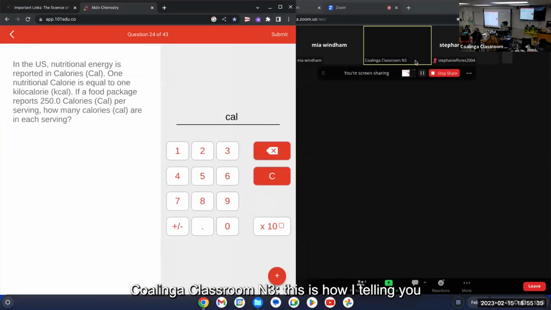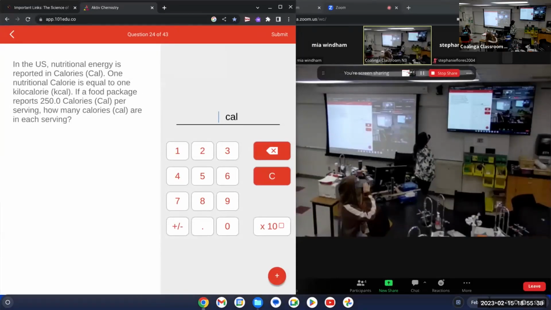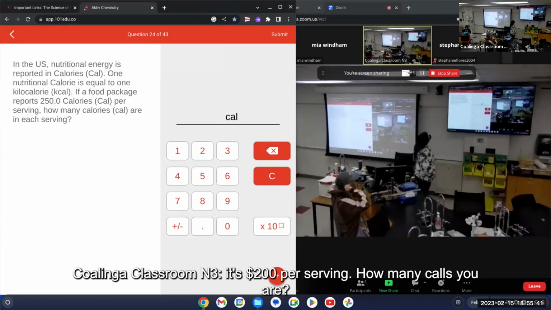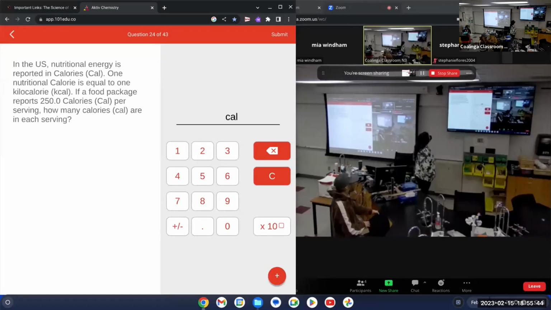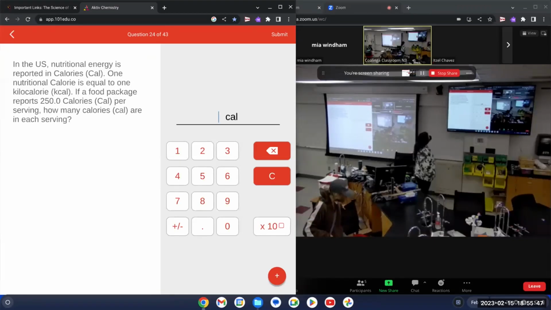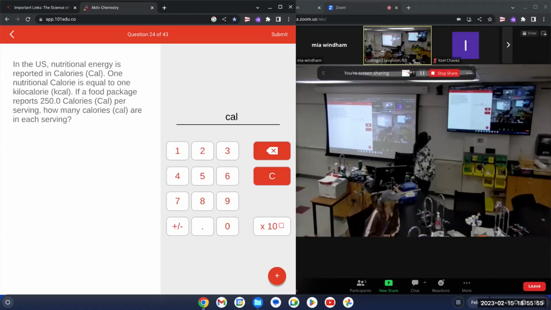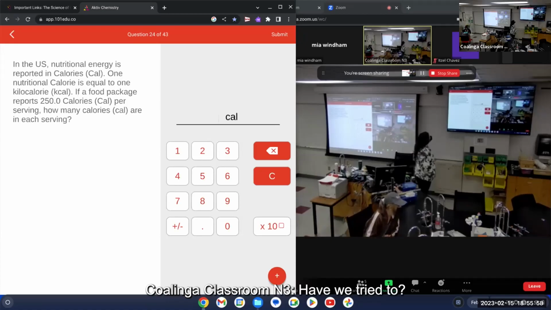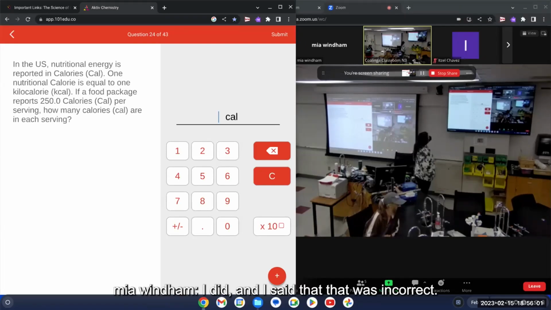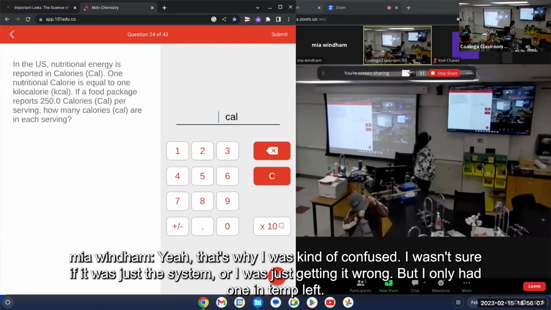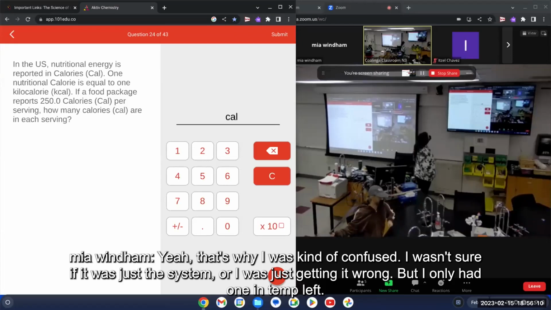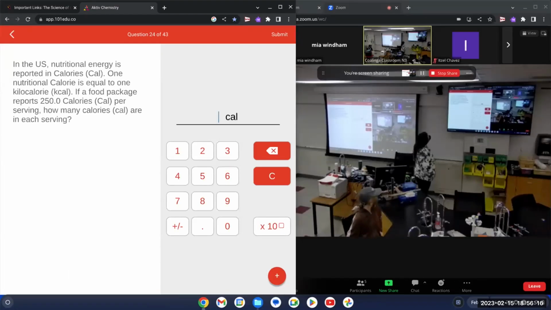It's not like telling you, it's 200 calories per serving. How many calories are in each serving? Have you tried 250? I did, and it said that was incorrect. Yeah, that's why I was kind of confused. I wasn't sure if it was just the system or I was just getting it wrong, but I only had one attempt left. Oh, okay.